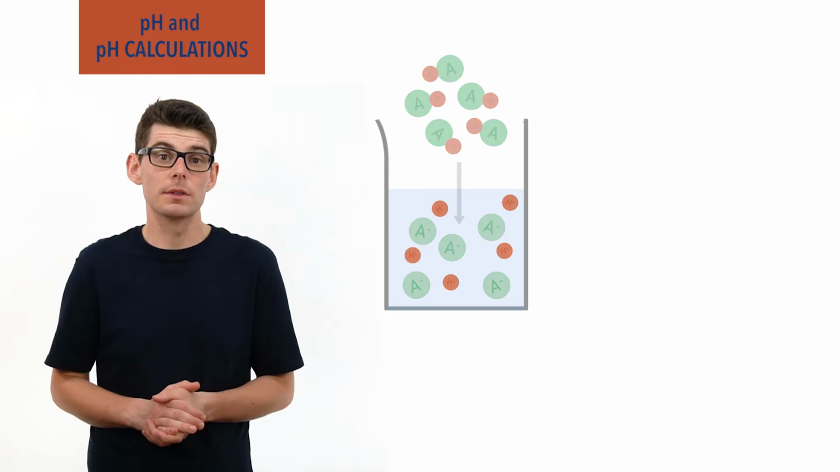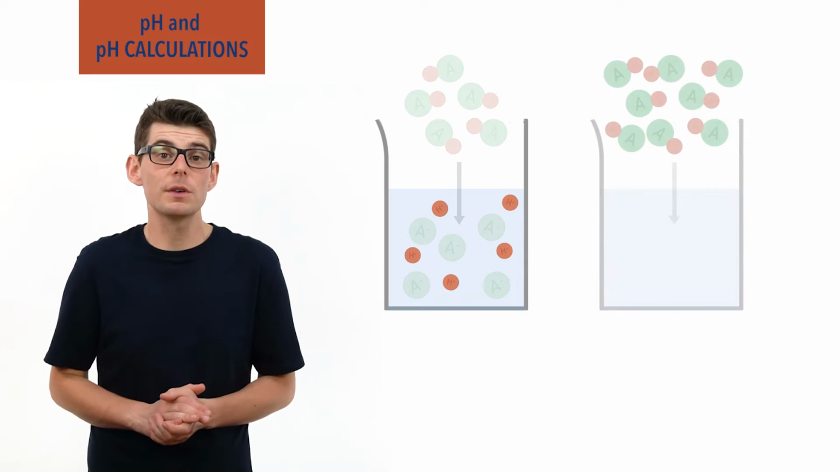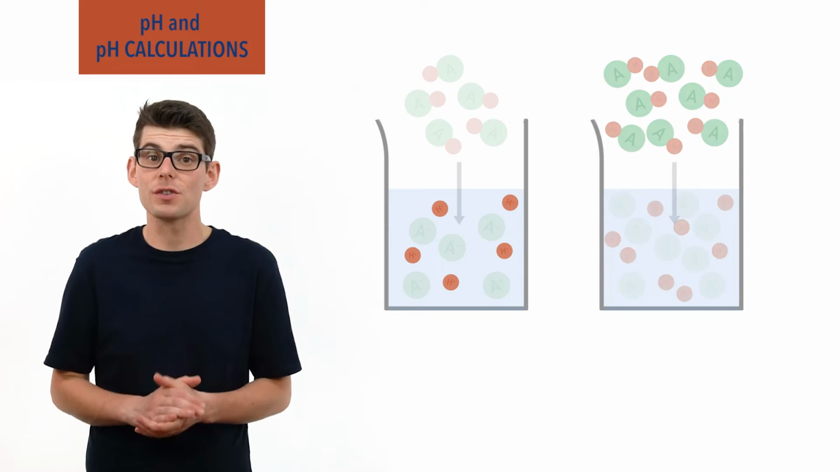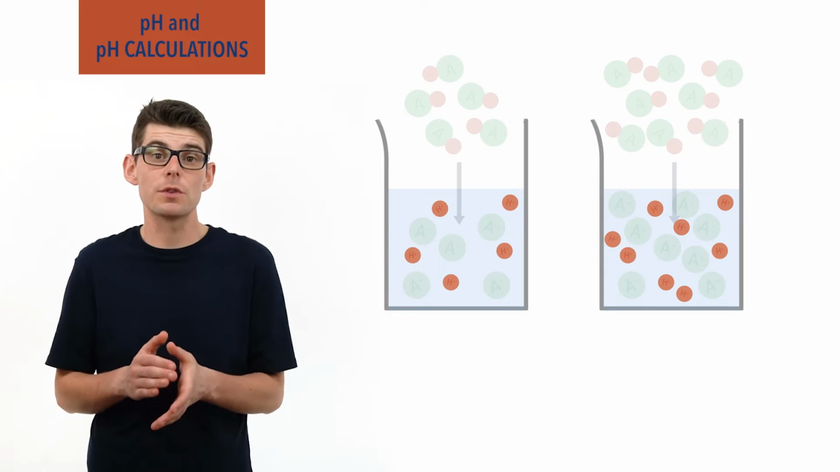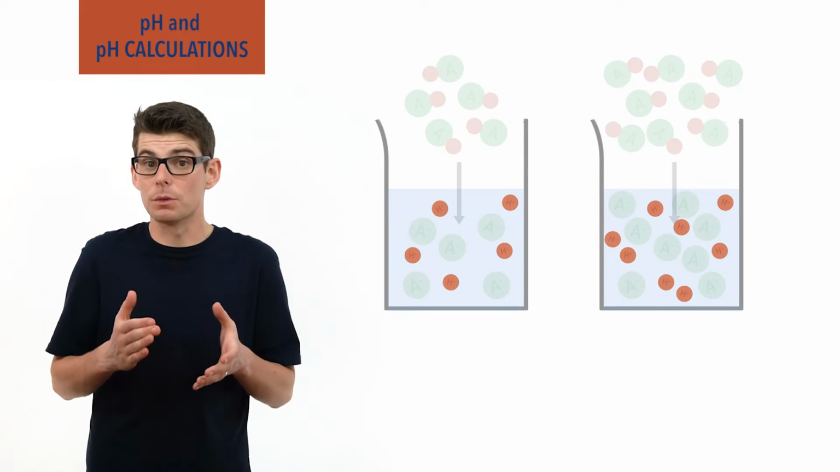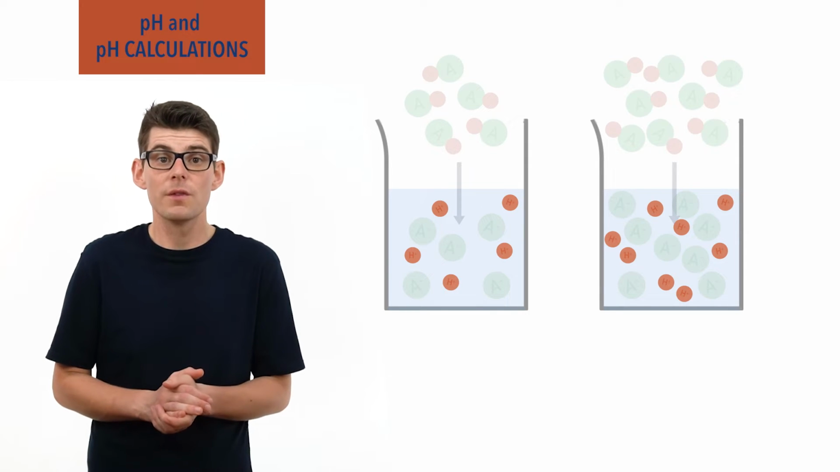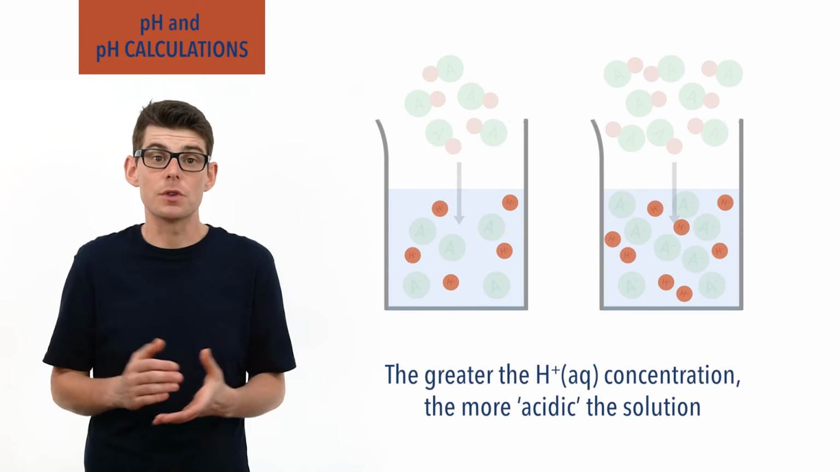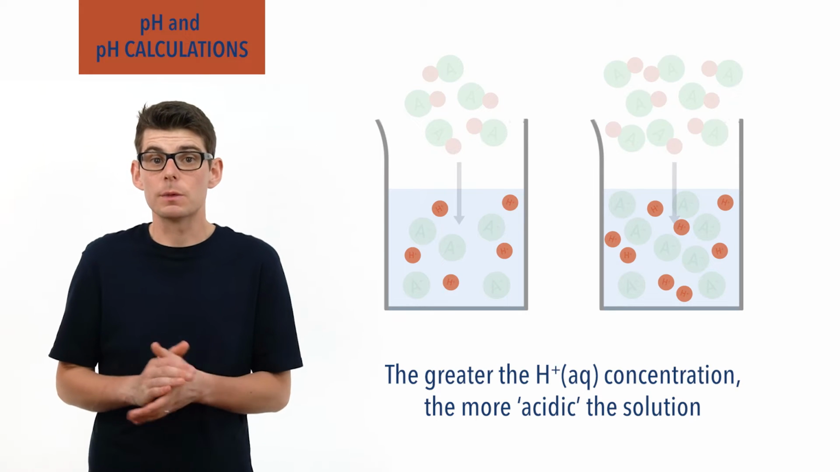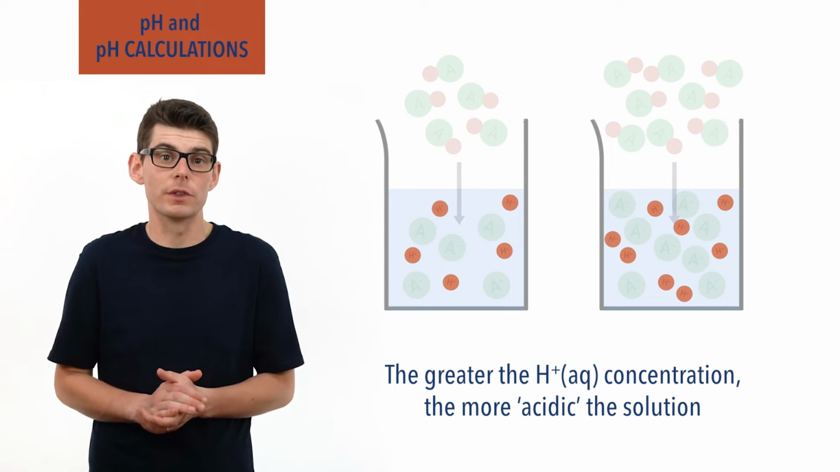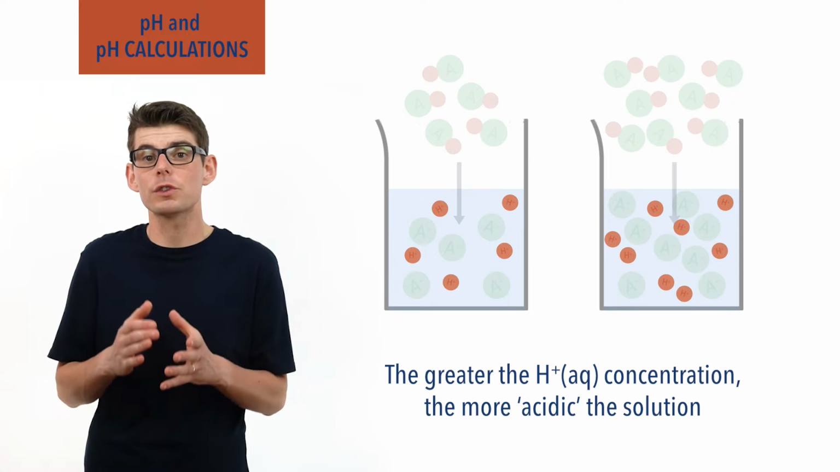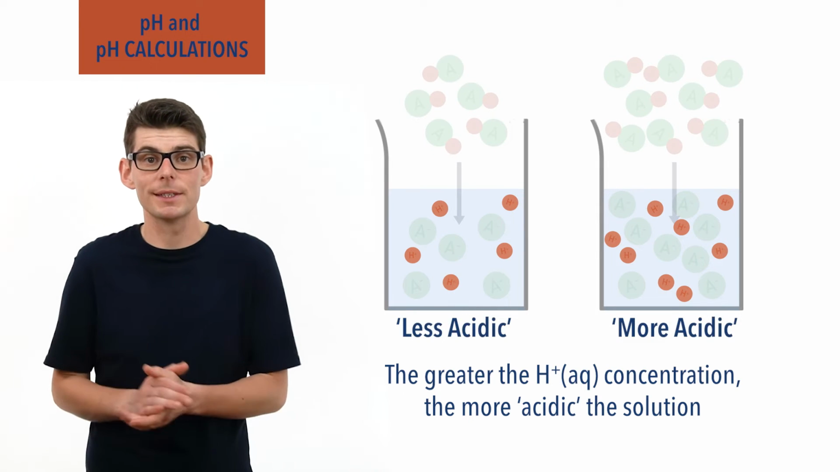water increases. The more acid that dissociates, the higher the concentration of H+ ions in the solution that forms. As a result, the greater the H+ ion concentration in a solution, the more acidic the solution is. This means we can consider the acidity of a solution in terms of the concentration of H+ ions in it.